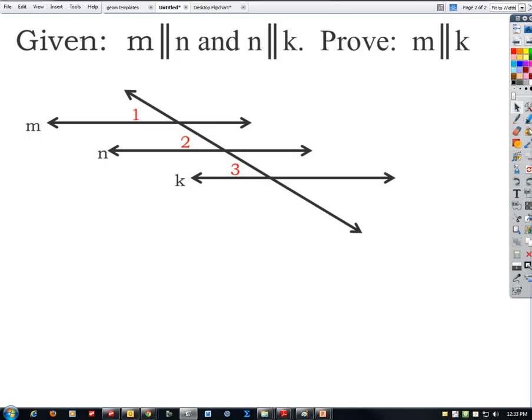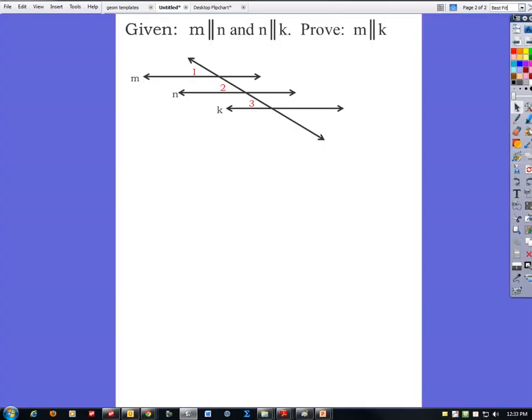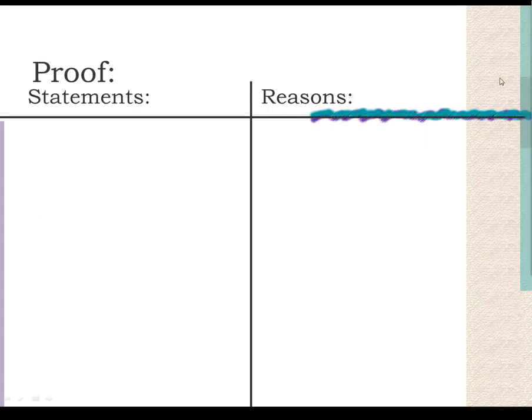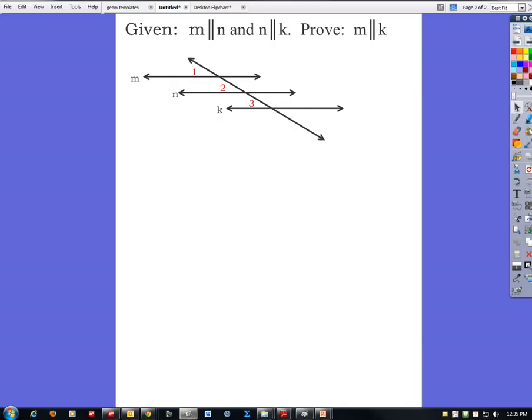I'll make my 2-column template here. So we've got steps and reasons, or what do they call them in the book? I think they call them steps. What do they call them? I want to use the same vocabulary that you do. Just look here. Statements. That's it. Statements and reasons. Okay.